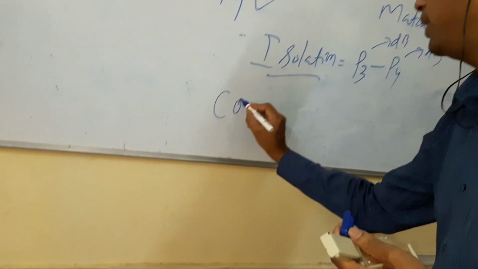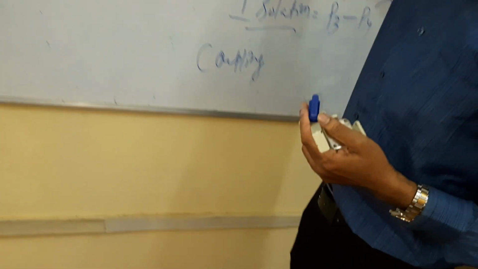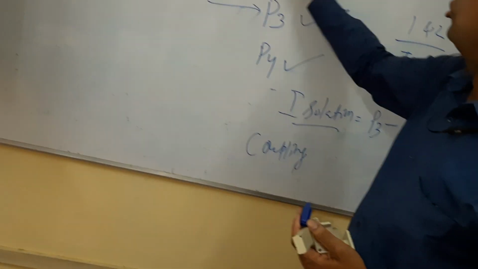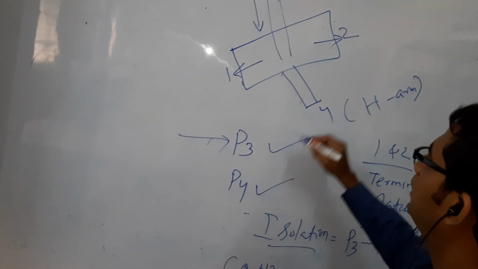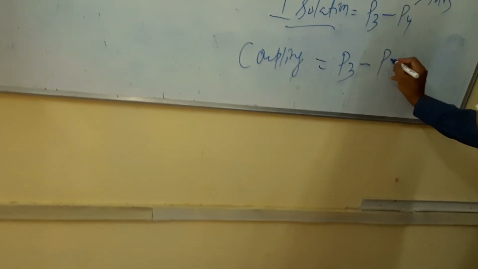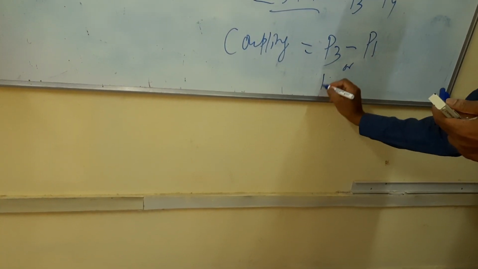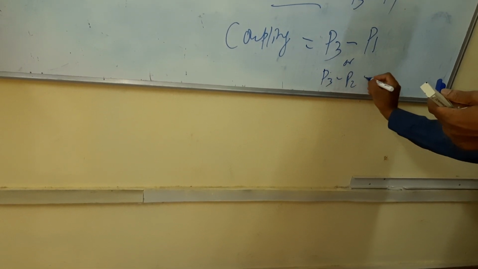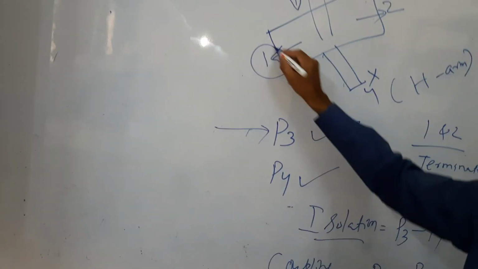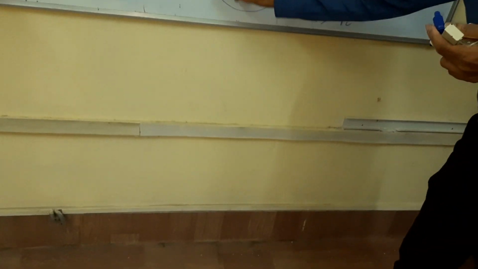So how to measure the coupling? I told you that if you give the power at 3, it will be equally divided at 1 and 2 and nothing comes at 4. So coupling is when you give the power at P3, you measure the power at P1. That means how much power is coupled. Or you can write P3 minus P2. Both are the same because both the magnitudes are the same. So either you can take P3 minus P1 or P3 minus P2. This will give me the coupling.